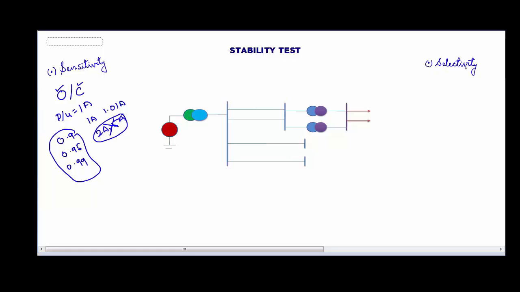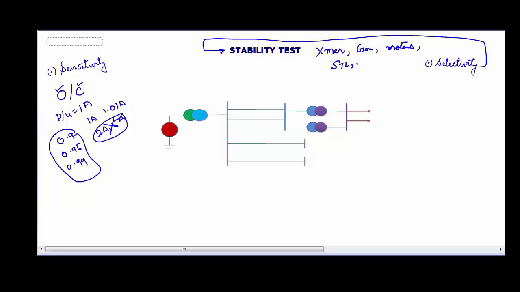The second topic is selectivity, which has to do with the stability of the electrical equipment, and in this video we are going to discuss the stability test. The stability test is done on all the electrical equipment where we implement differential protection. Noting down the equipment where differential protection is implemented: the first one is the transformer, then generators, motors, short transmission lines, and bus bars as well.